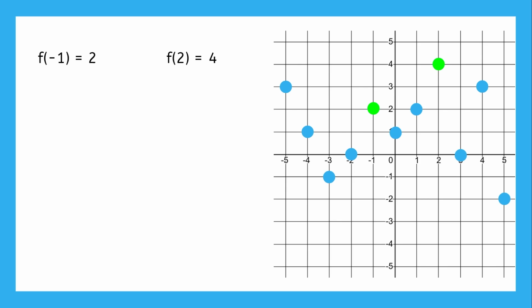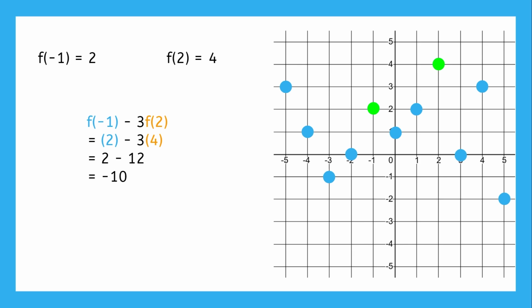Okay, now what if I said f of -1 minus 3 f of 2? Well, that seems a bit harder, doesn't it? Luckily, it's not as hard as it looks. After all, we already know that f of -1 is 2 and f of 2 is 4. From here, all we have to do is simplify. 3 times 4 is 12, and 2 minus 12 is -10, and we're done.